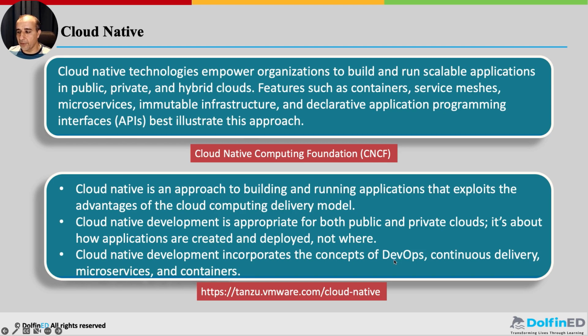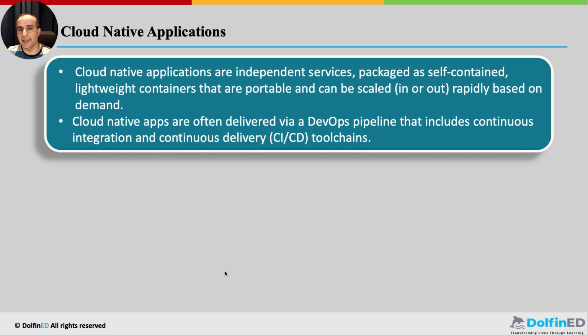And if you are using DevOps, continuous delivery, microservices and containers, and the monitoring tools and delivery tools, you should be cloud native. So it's more about whether you are using the technologies that have emerged with the cloud. If that is the case, then you are cloud native. Now, when we talk about cloud native applications, that means we are talking about independent services that are packaged as lightweight containers. So you must have containers, you must have Kubernetes, which is the best tool to run that, or maybe OpenShift. And they are often delivered in DevOps pipelines that include CI and CD.